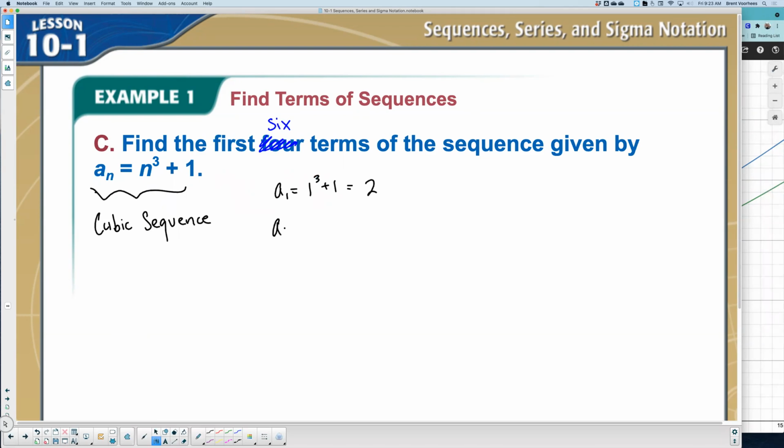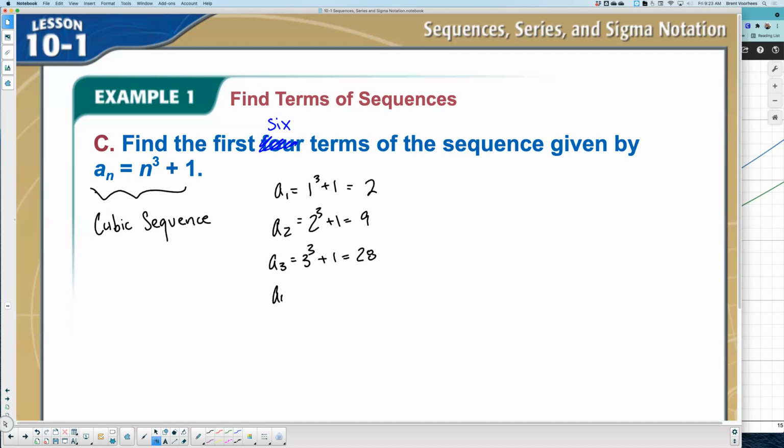Okay, if we wanted to find A2, what I'm doing is substituting in the formula. If you didn't catch what I'm doing, I'm plugging in the 2 for n. We would have 2 cubed plus 1. 2 times 2 times 2 is 8 plus 1 more? 9. Okay, third term would be 3 cubed. 3 times 3 times 3. Do y'all agree with Josue? 3 times 3 is 9 times another 3. 27 plus 1 more. That is 28.